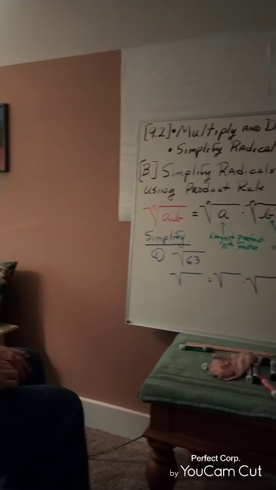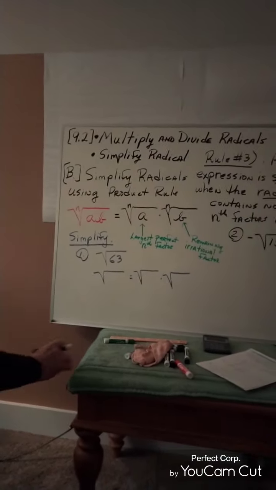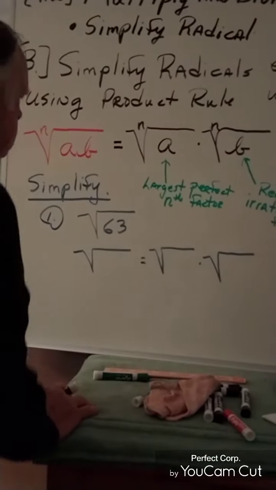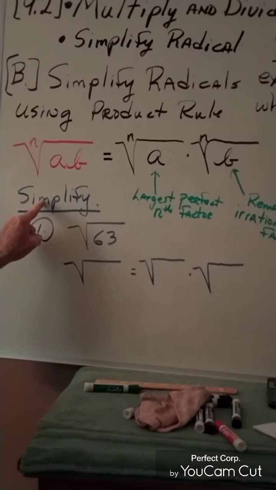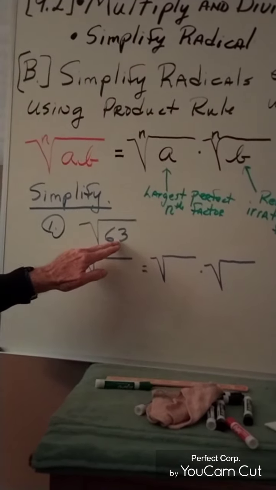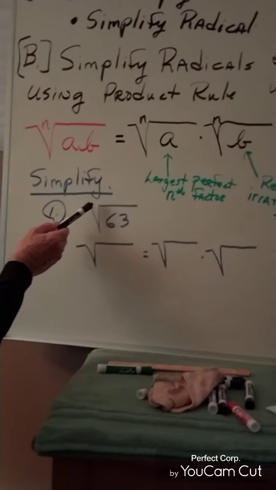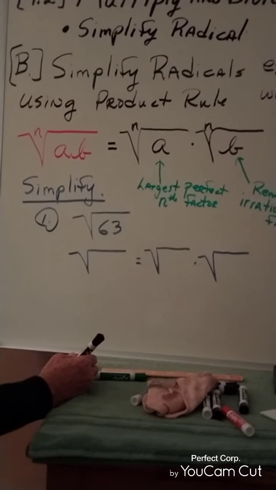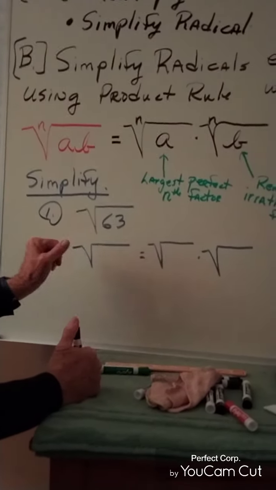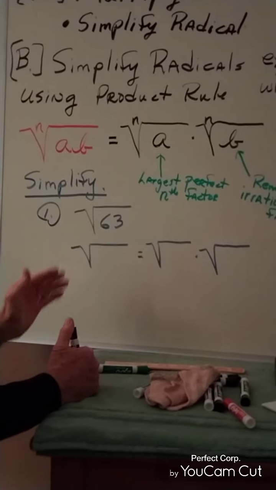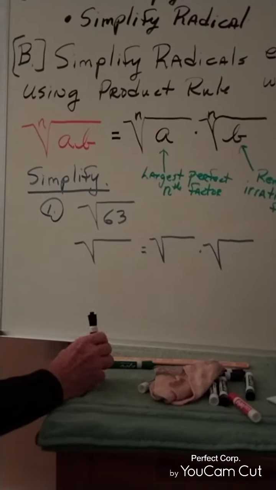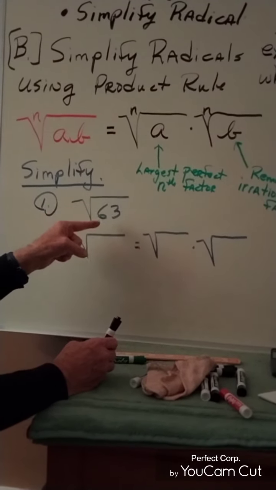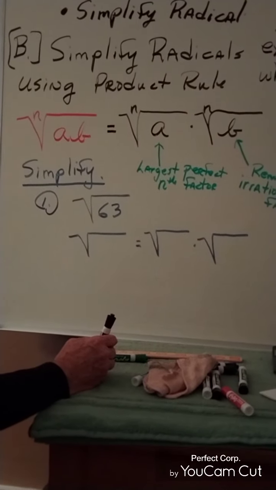Back over here on number 1, we're going to begin it in this way. Take a look at that problem on number 1. They want us to simplify the radical of 63. We're dealing with square root because there's no index number in there. So, rule number 3 says, a radical expression is simplified when the radicand contains no perfect square factors other than 1.